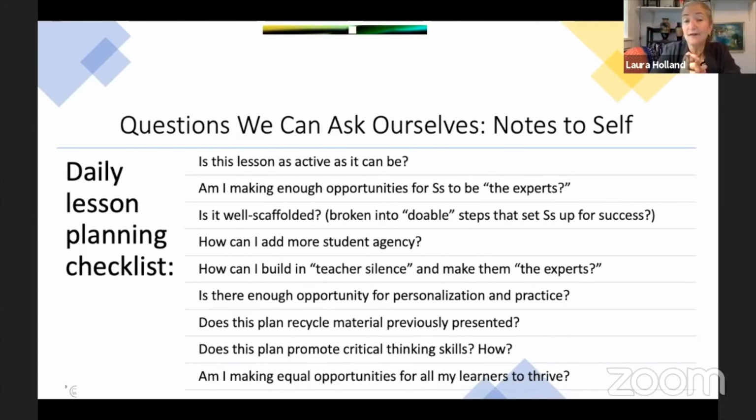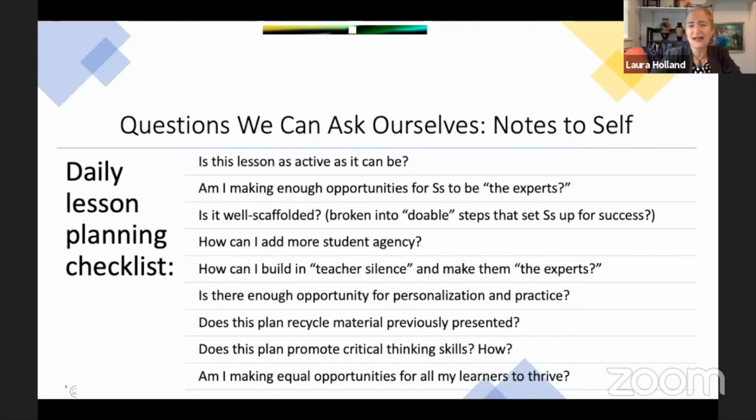Am I making enough opportunities for students to be the experts? Is it well scaffolded? Meaning, is it broken into doable steps that set the students up for success? You know, I don't just give them the ask me slides first and say, okay, guys, go ahead. No, I have to build it step by step by step by step. So I check myself: is what I'm planning on doing today scaffolded well enough?